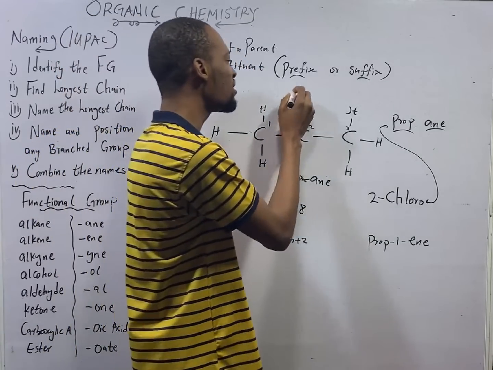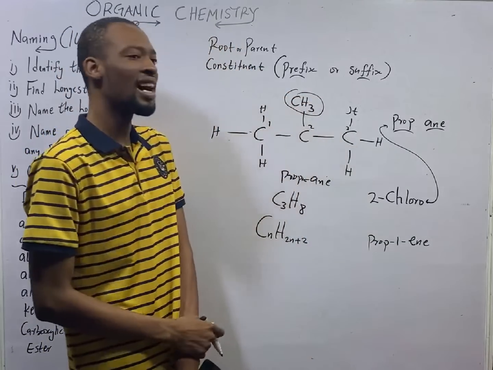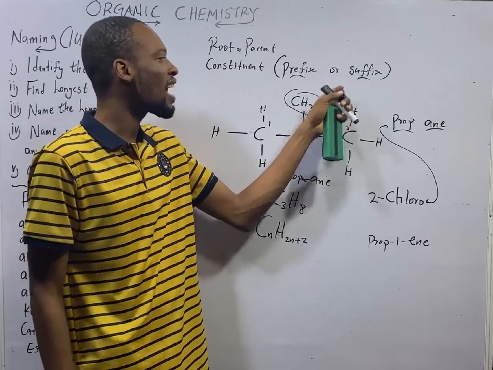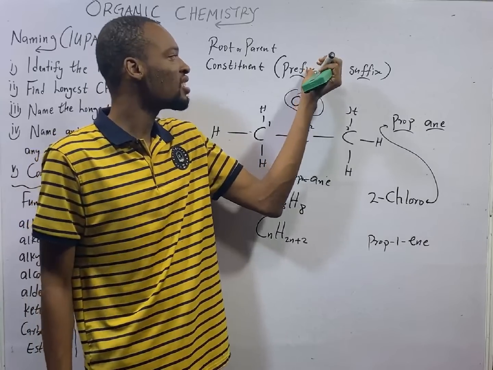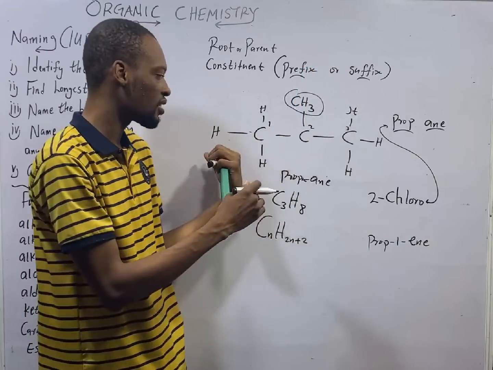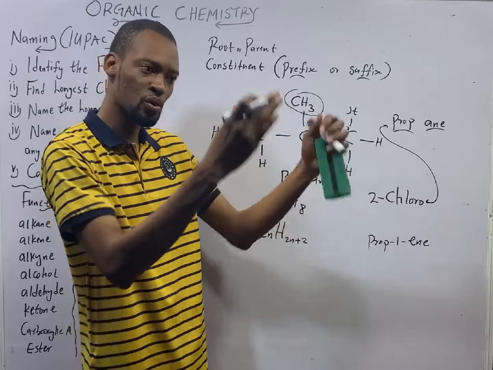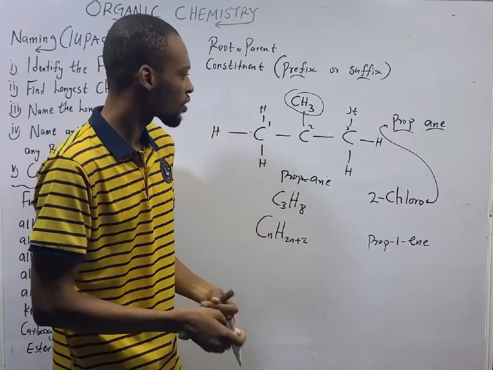We cannot just leave this one. This is an attachment. It is a constituent and it is an alkyl group. Alkyl groups are generally the prefix. They will come first, while the functional group will come last. The root, the number of carbon, will be in the middle.